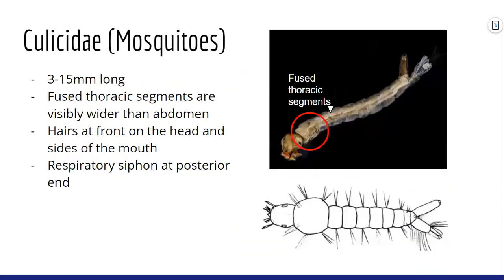Next, we have Culicidae, or mosquitoes. They are 3 to 15 millimeters long. They have fused thoracic segments, which make their thorax visibly wider than the abdomen. They have hairs on the front of the head and sides of the mouth, and they have a respiratory siphon at the posterior end, which you can see here. And my pen won't show up, but here.